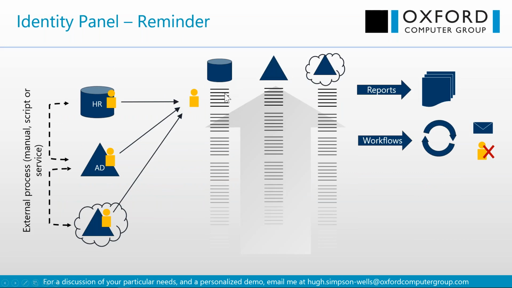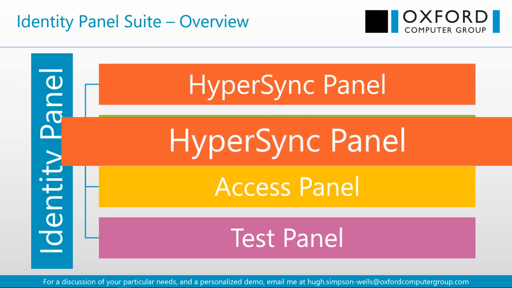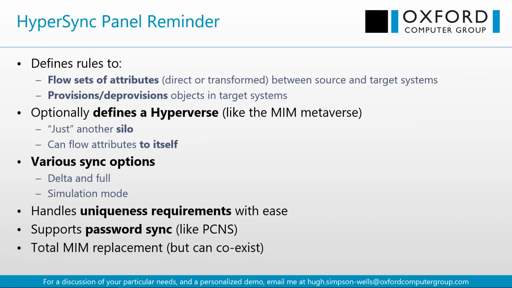We talked about the idea of silos. So we have a silo for each of the things that we're talking to. Synchronization, in our case, is now taking place with Hypersync Panel in our demo, but it could be some external process. Last week, we looked at Hypersync Panel. Hypersync Panel was about flowing sets of attributes between the various objects that had been scanned from the systems, provisioning, deprovisioning. It optionally defines a hyperverse, just like the MIM metaverse. In a sense, it's just another silo, but it can flow attributes to itself.